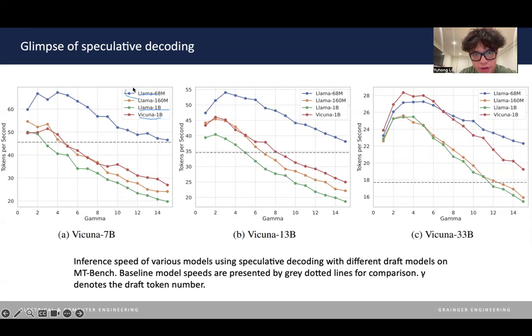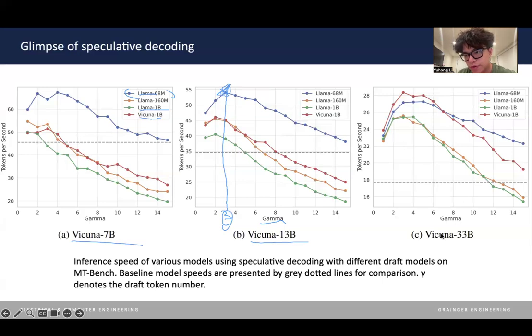The Llama 68 million, this one, is actually better for Vicuna 7B and Vicuna 13B. It achieves better tokens per second. We basically speed up. The original is this gray line, and the gamma is how many tokens the speculative decoding model gets to observe. For example, here we have these three tokens. This is the best option, using Llama 68 million. This one is the best draft model. But yeah, it's still slower than using Medusa.